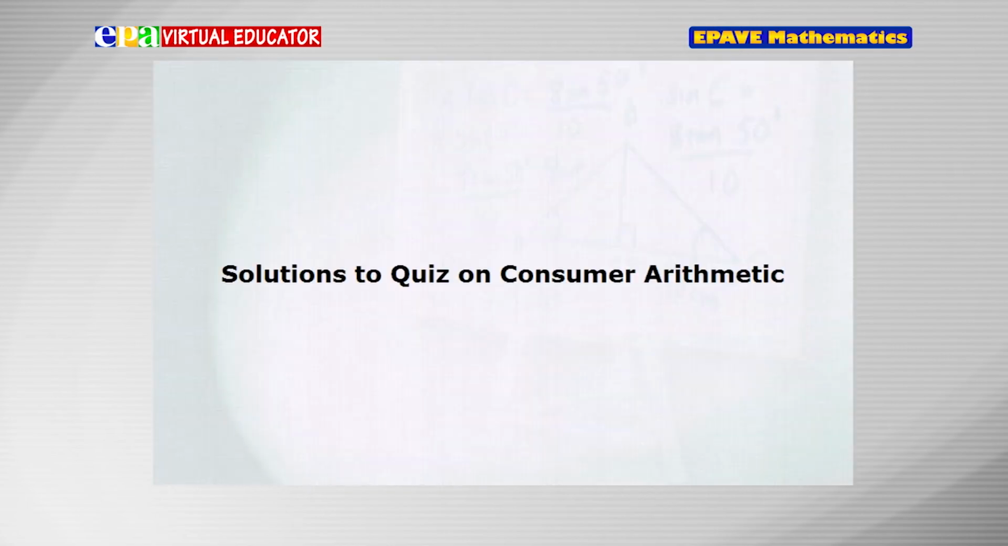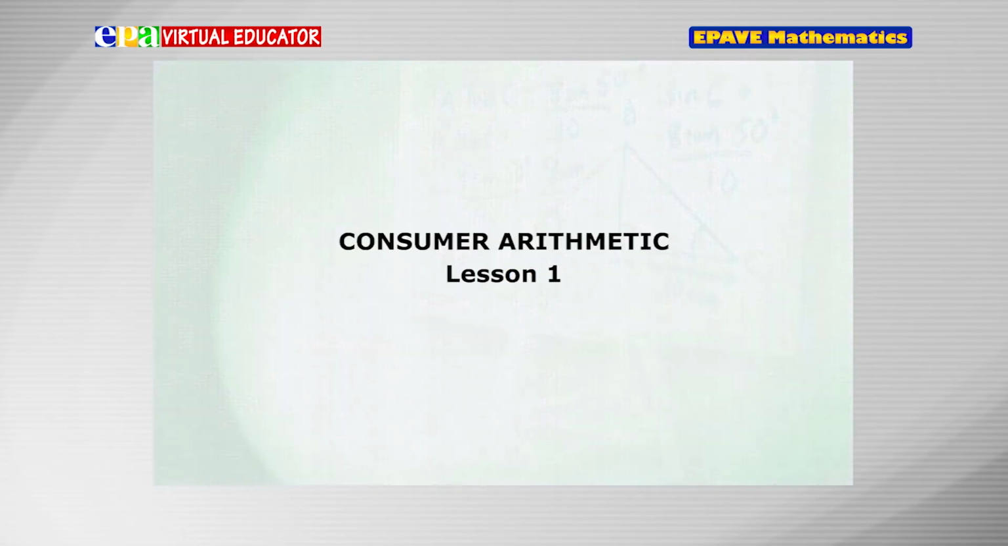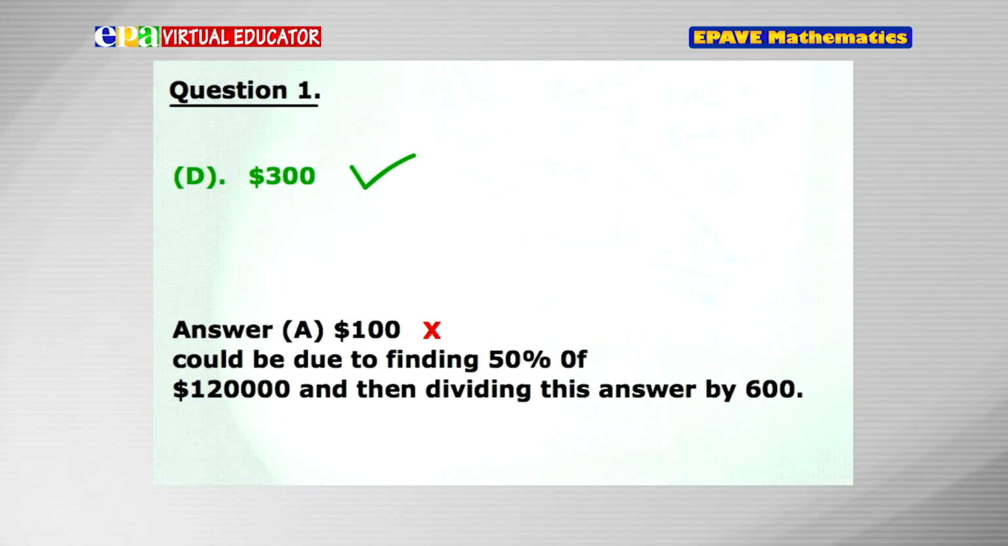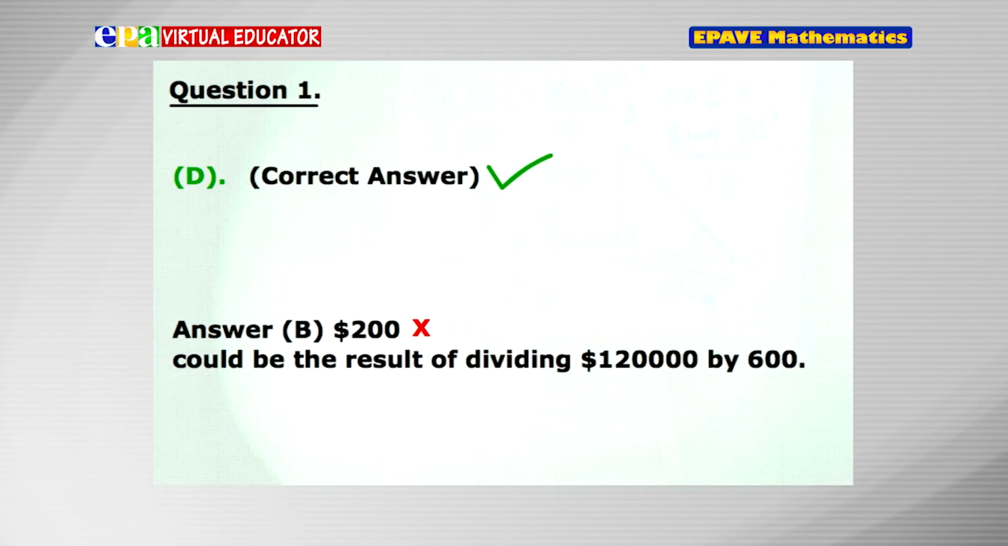Here are the results to the quiz questions on consumer arithmetic. Lesson 1. The correct response to question 1 is D. Answer A could be due to finding 50% of $120,000 and then dividing this answer by 600. Answer B could be the result of dividing $120,000 by 600. Answer C could be the result of dividing $120,000 by 600, then adding 50 to the answer.